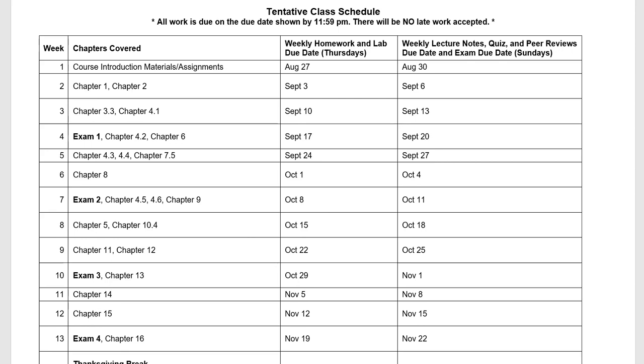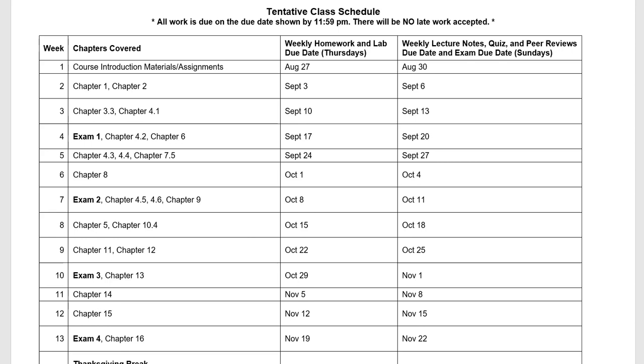So again, if we look through the weeks here, week 2, we're doing chapter 1 and 2. Week 3, we're doing 3.3 and 4.1. Week 4, we have exam 1, as well as chapter 4.2 and 6. So I have exam 1 here first, and that's because exam 1 covers chapter 1, 2, 3, and 4.1. And that will be clear to you in Canvas. So it covers all of that in exam 1. Then we will approach chapter 4.2 and 6, and then move on from there.